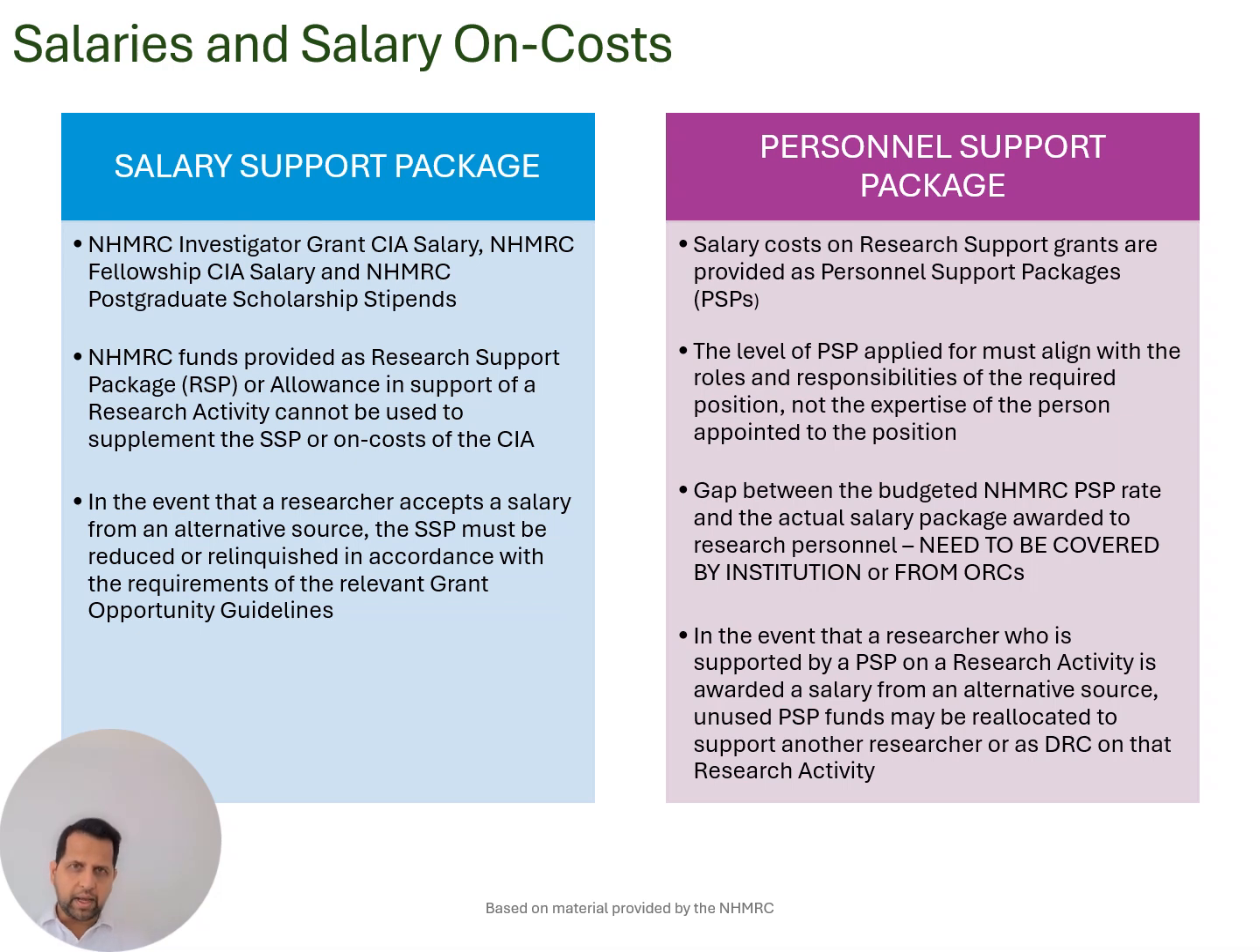In the event where a researcher is supposed to do a PSP and is awarded a salary from an alternative source, the unused PSP may be reallocated to the ORCs. So if they get a salary from some other source, the unused PSP of the research can be reallocated to conduct research as an ORC. However, the other way is not true, right? So be very careful on that.